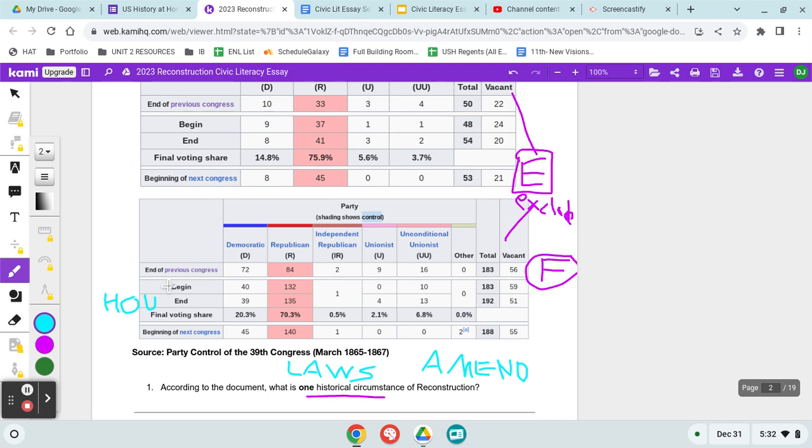So if I was thinking about a specific piece of outside information I could bring in here, I could discuss in my circumstances paragraph using document 1. This advantage in the House of Representatives means that any budget or spending bill that the Republican Party wants, they can pass because they control the House.